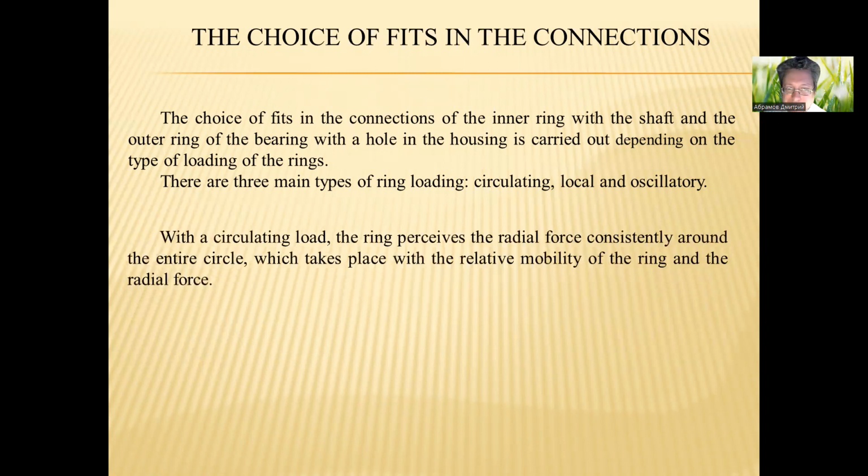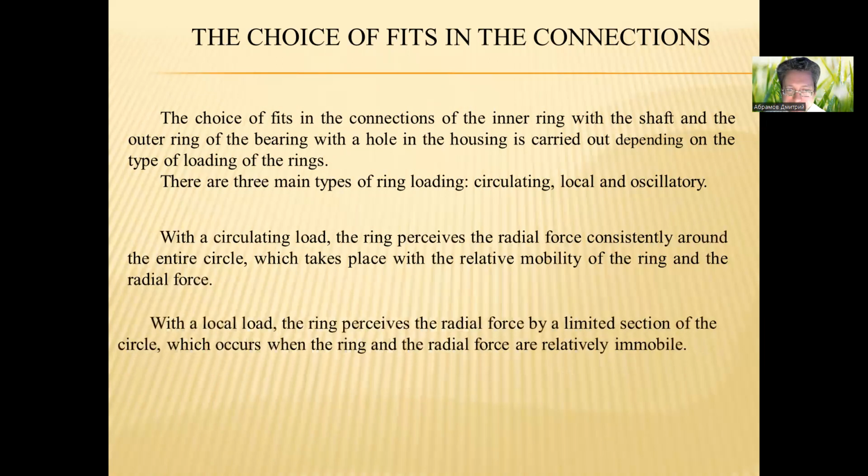With a circulating load, the ring perceives the radial force consistently around the entire circle, which takes place with the relative mobility of the rings and the radial force. With a local load, the ring perceives the radial force by a limited section of the circle, which occurs when the ring and the radial force are relatively immobile.